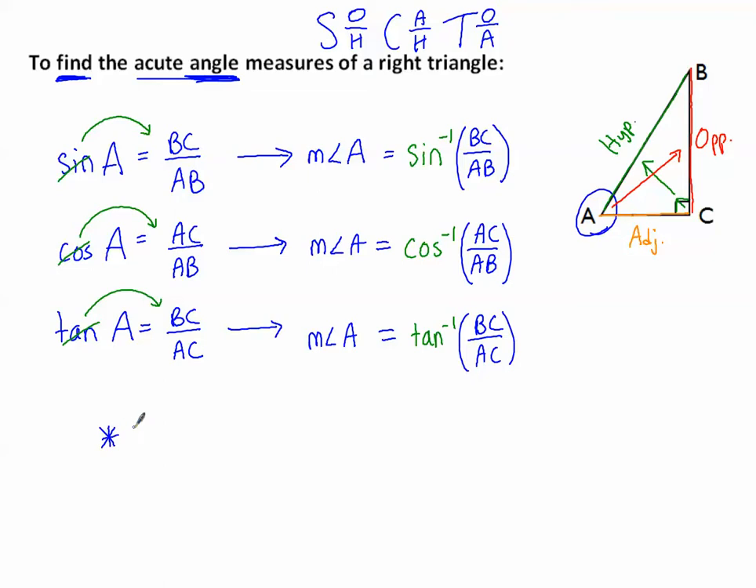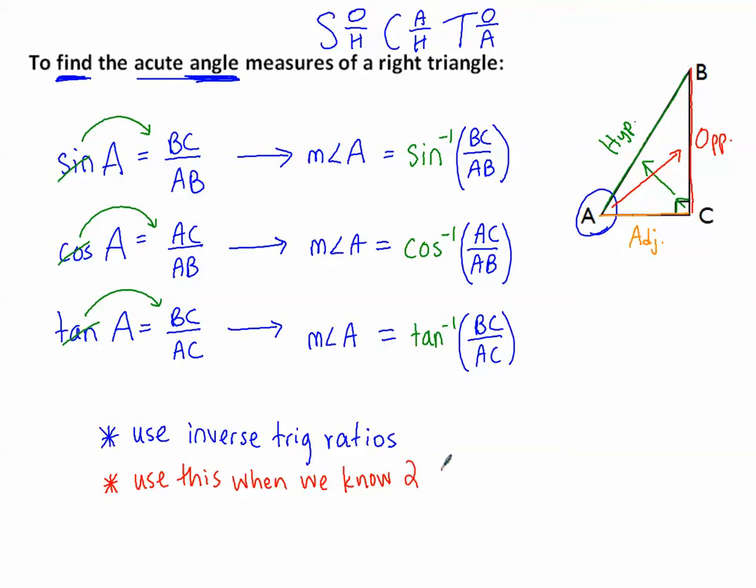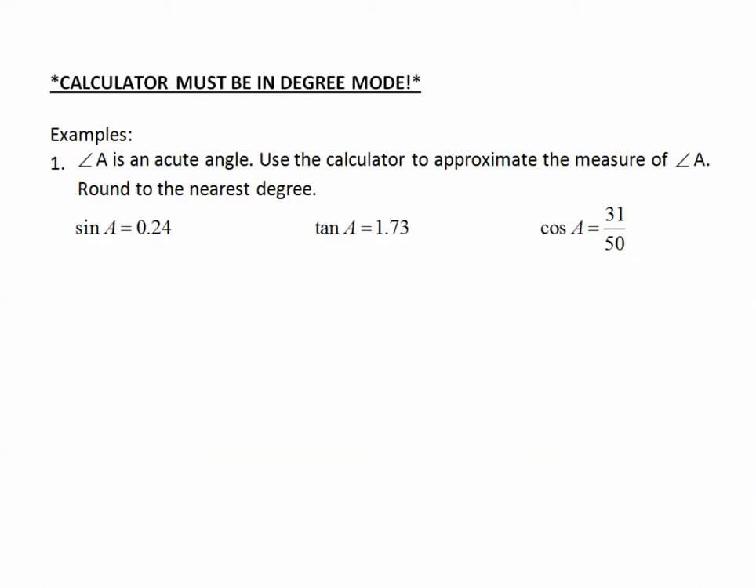A couple things that we're doing here: we are using inverse trig ratios. And we use them when we know two sides and need an acute angle. So we have to use two sides that we know. Let's take a look at how we do that.